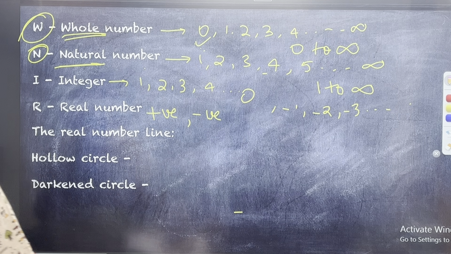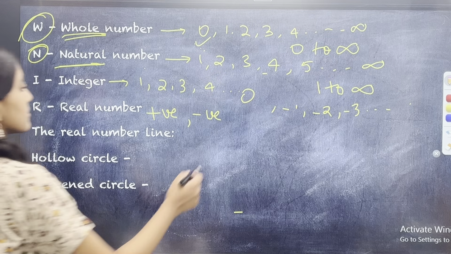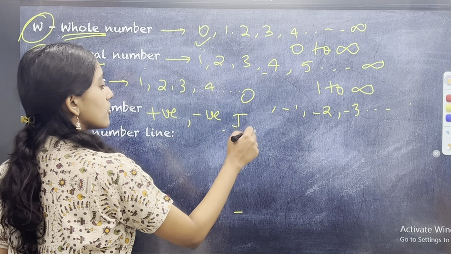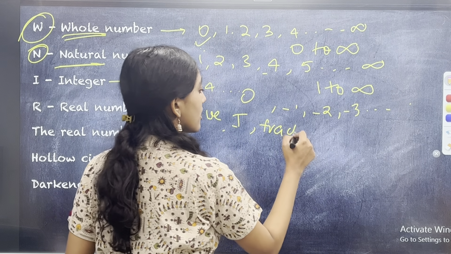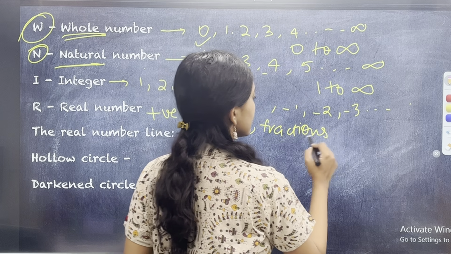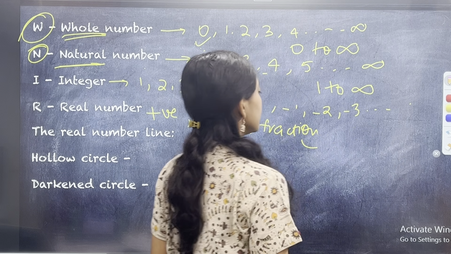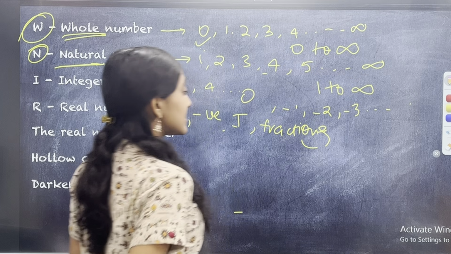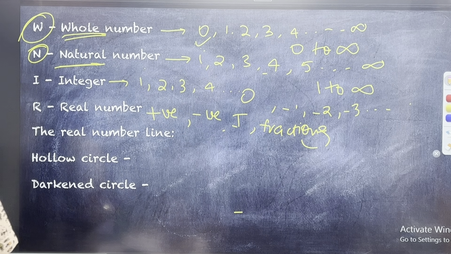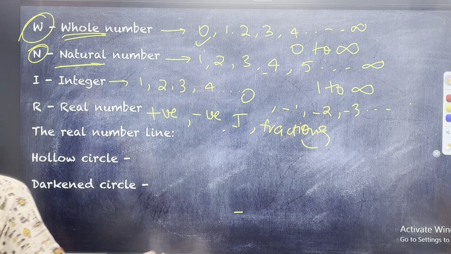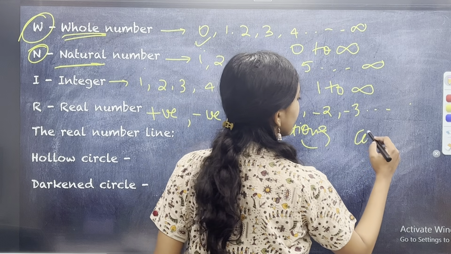Everything is a real number. Integers are allowed, fractions are allowed, which means that even decimals are allowed. What is not allowed, Didi? Basically, what is not allowed is complex numbers.